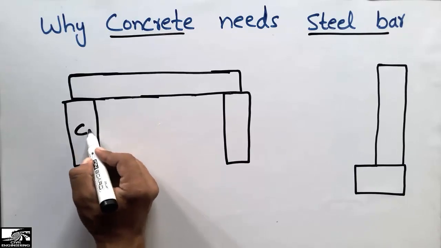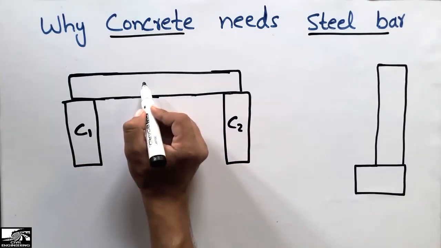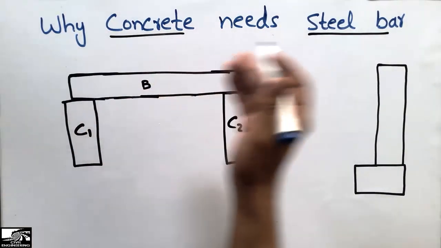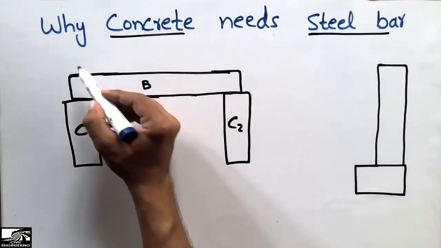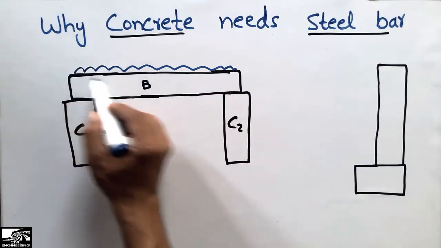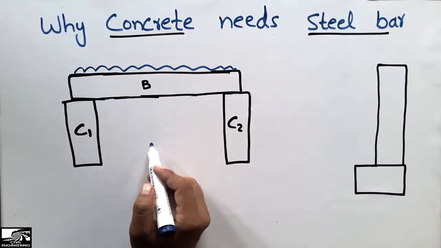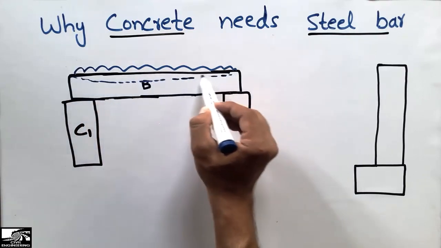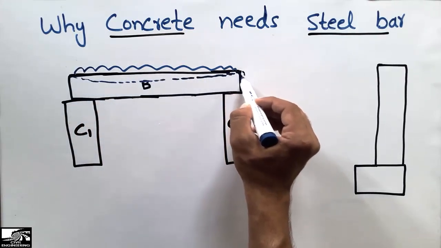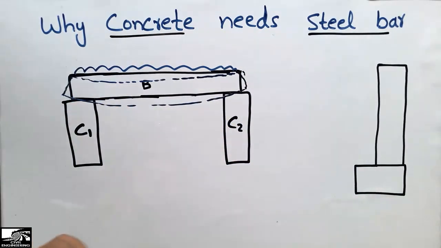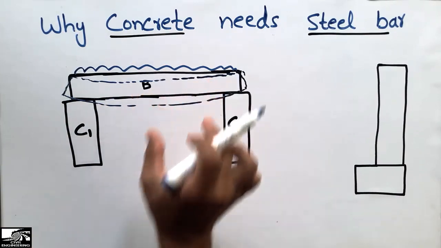I will take an example. These are the two columns C1 and C2, and this is the beam, and I want to show you how it bends and how we can say that the concrete needs the steel bars. Upon loading of this beam, a uniformly distributed load acts on it, so this beam will try to bend, and it will show the bending in this way. This is the bending path of the beam.